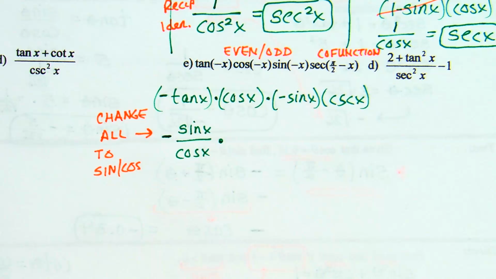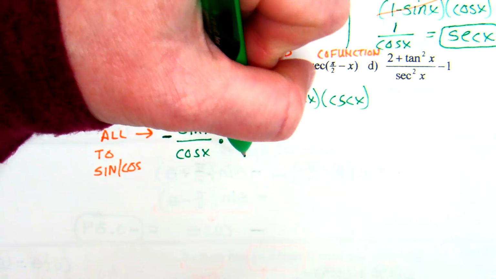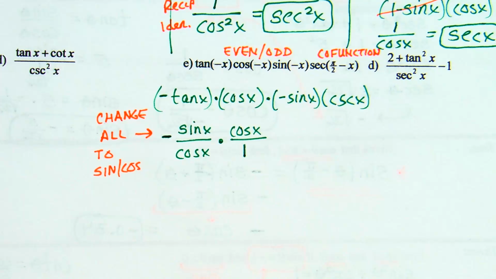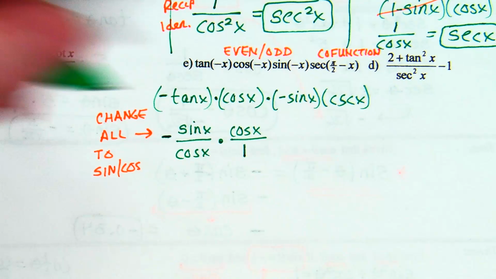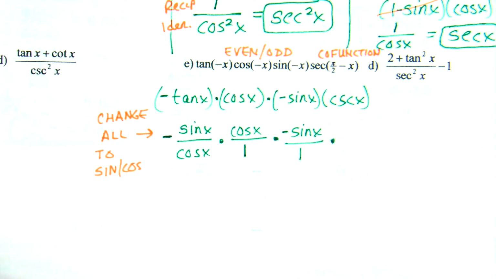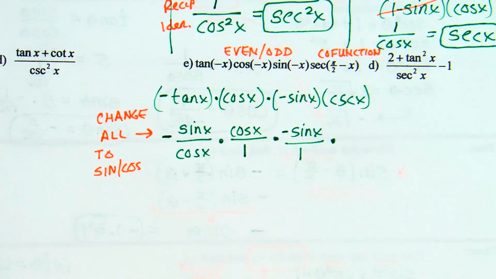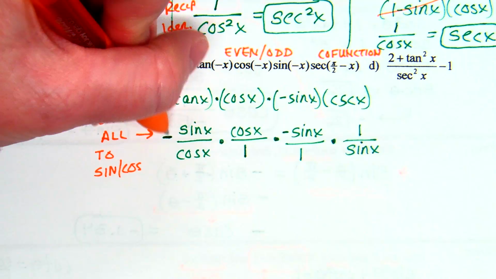What is cosecant in terms of sine and cosine? It's 1 over sine. Cosecant is the reciprocal of sine, so this is 1 over sine x. Okay, let's see. A negative times a negative is going to make my answer positive. A cosine on the bottom cancels with a cosine on top. A sine on the bottom cancels with a sine on top, leaving me with a single sine x.